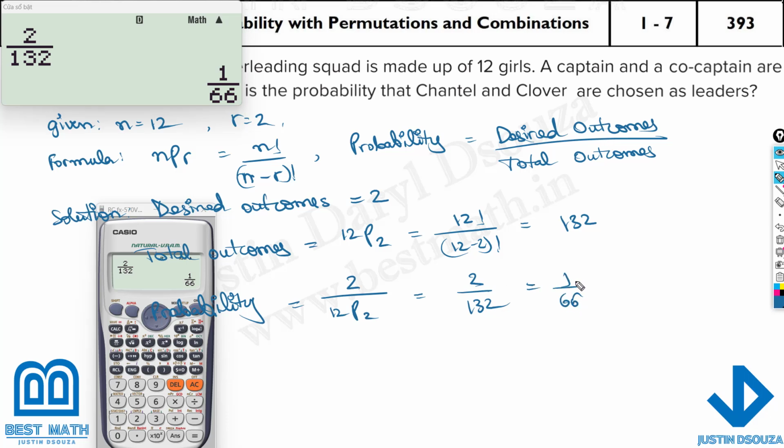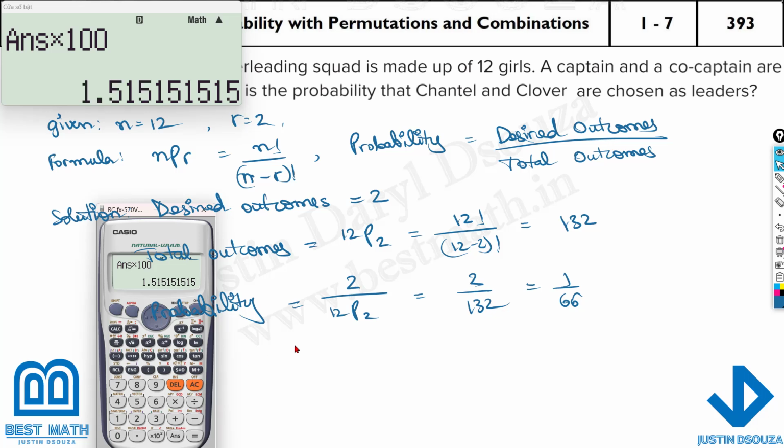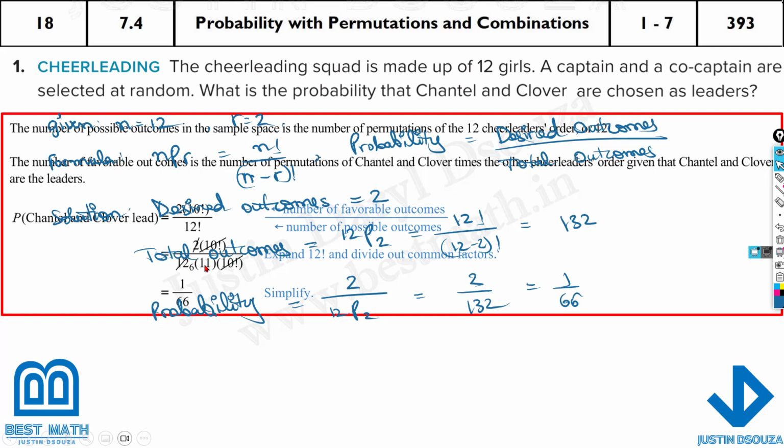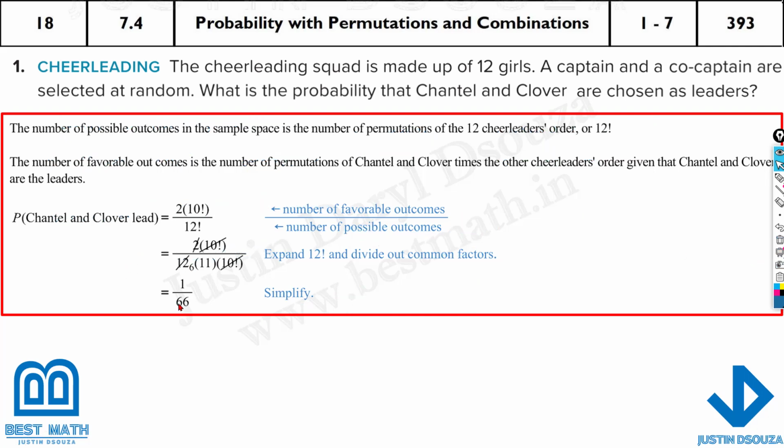Now, if you want to find it in percentage, all you need to do is multiply this by 100. So it is 1.52%. They have left it like this itself, 1 by 66. Just leave it as it is. And that's how we solve it. Now here, I'm just looking at this method. See, you can solve in different ways. So that's why they have used a different method.